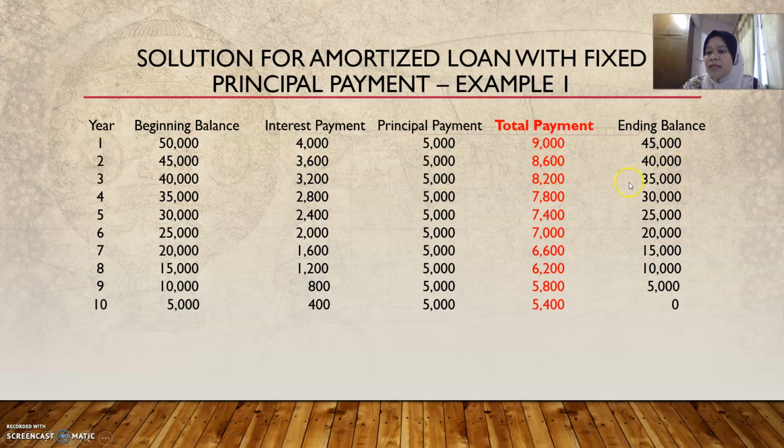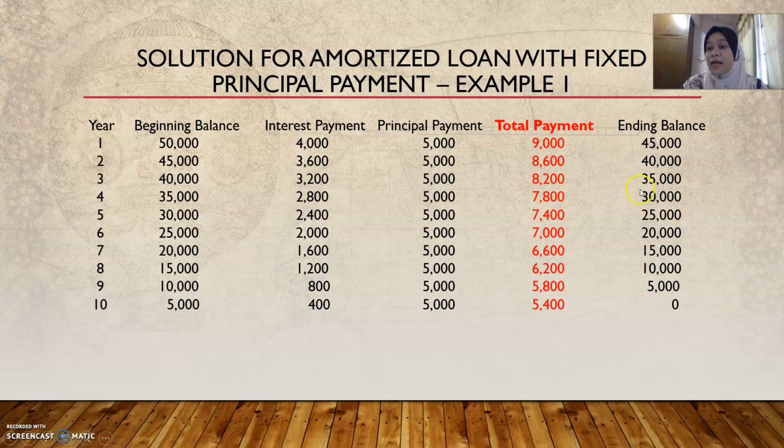So how are you going to get the ending balance? Take the beginning balance minus the principal payment, so you get the ending balance. The ending balance 35,000 will become the beginning balance for the 4th year. 35,000 times 8%, you will get the interest payment 2,800, and then the principal payment is just the same 5,000. So interest payment plus the principal payment, you will get total payment 7,800.